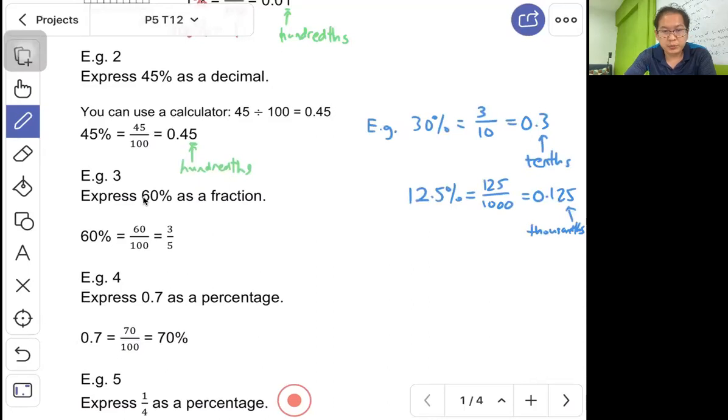Example 3, express 60% as a fraction. So put it over 100 and remember to change to simplest form. So I divide by 20, divide by 20. So I get 3 out of 5. Express 0.7 as a percentage. So 0.7 is in your tenths. So if you put it in 0.70, you'll be in your 100. So 70 out of 100, that's 70%.